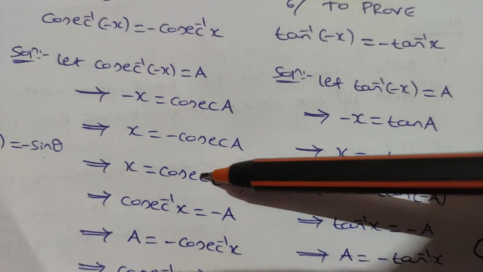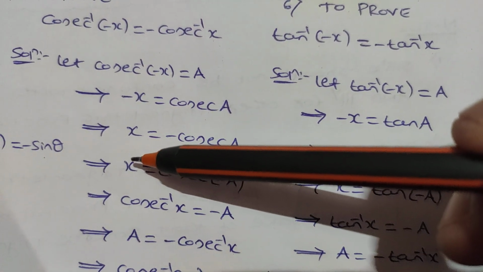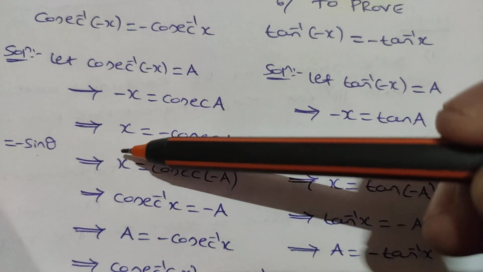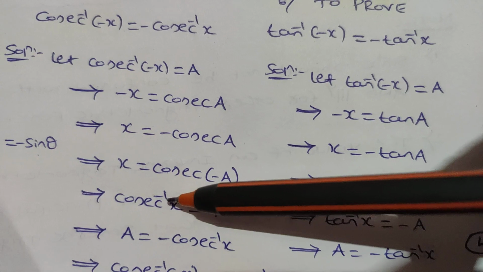So when we take cosecant to this side, it will become inverse, because a trigonometric function, when we take it to the other side, becomes inverse.